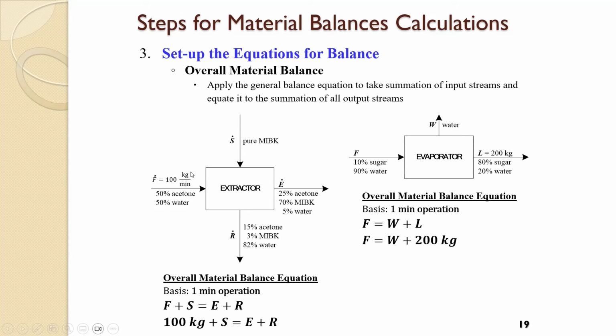In this case, you'll notice 100 kilograms a minute. So if we take the basis of 1 minute operation, F plus S is R plus E. Then input whatever information you have. After that, you can do component balances. For this one, in the evaporator, again, this is non-reacting. So F is equal to W plus L, right?